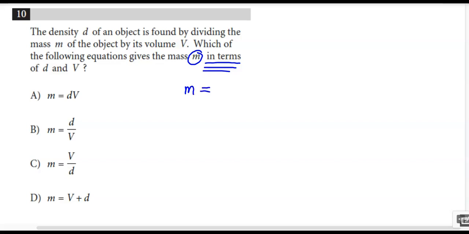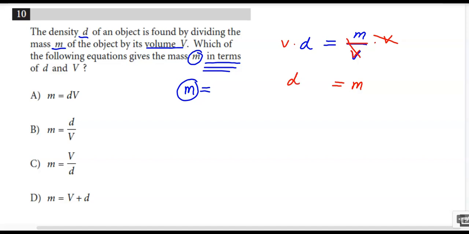Well, let's translate the first equation. The density is found by dividing the mass by the volume. So density is mass divided by volume. And we need to rearrange that, solving it for m. So to get m all by itself, the opposite of dividing by v would be to multiply by v. That would cancel these two out. But if I multiply by v on one side, I have to do it to the other. So our final answer is m equals dv, or vd, however you want to put it. Correct answer there is A.